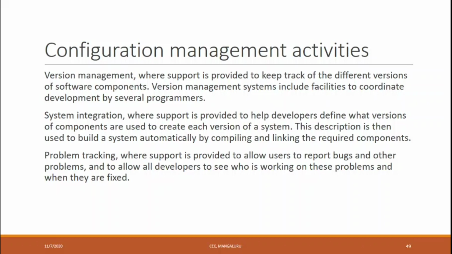The second configuration management activity is system integration, where support is provided to help developers define what versions of the components are used to create each version of the system. This description is used to build a system automatically by compiling and linking the required components. It supports developers in defining what versions of the components are used.